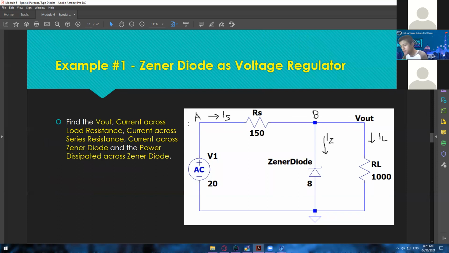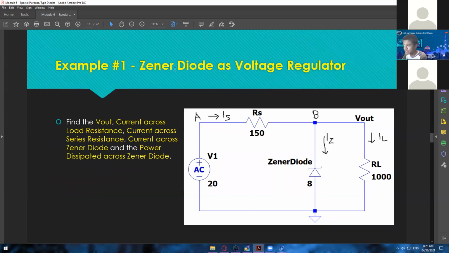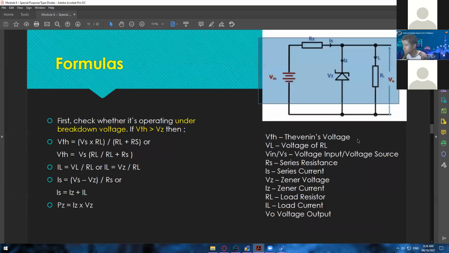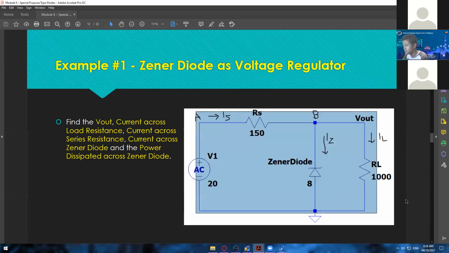Anyway, let us now begin with our example number 1 in Zener Diode as a voltage regulator. Find the V out, current across load resistance, current across series resistance, current across Zener Diode, and then the power dissipated across Zener Diode. Okay, so everything is the same. Whatever you are seeing right here, it's just that now they have values.